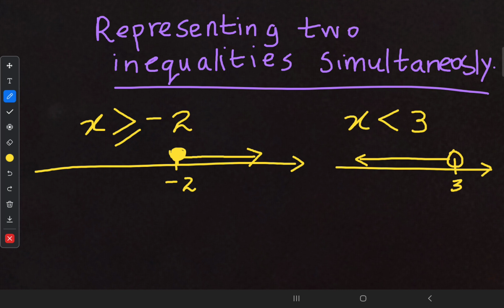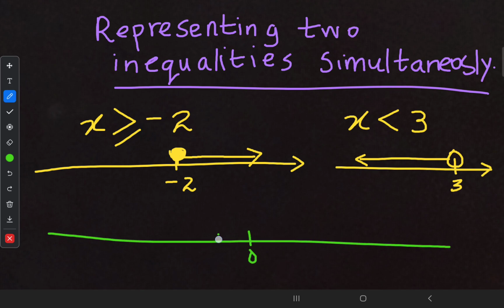We have two conditions here. The x value should be equal or greater than negative 2, and in the next case the x value should be less than 3. Let's combine both of these inequalities together. For that, you have to draw a new number line with all values: 0, negative 1, negative 2, negative 3, negative 4, positive 1, positive 2, positive 3, positive 4.